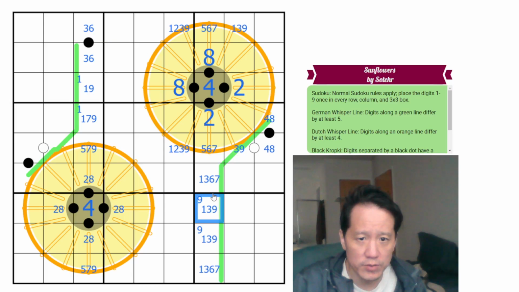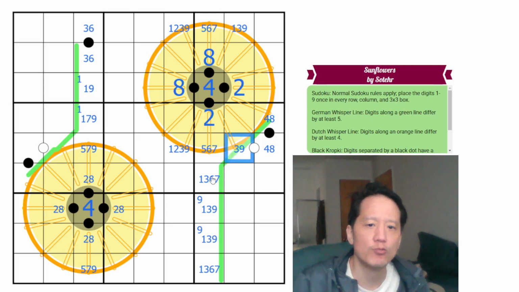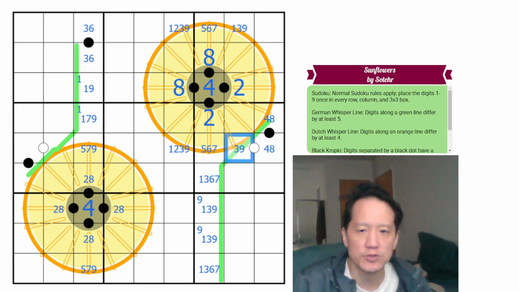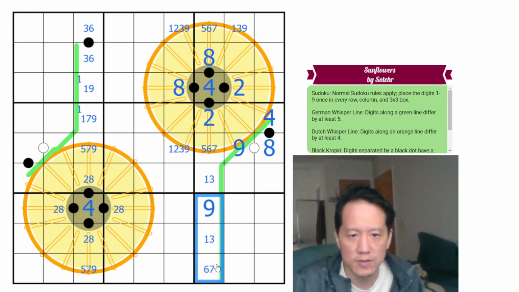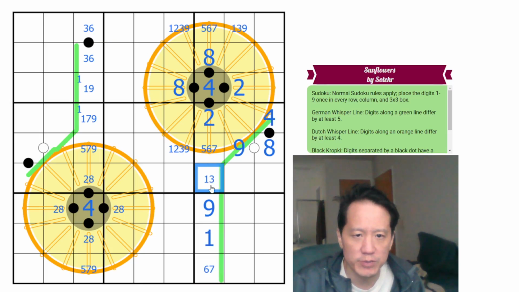What else do we know? This is 3 or 9. If this is 3, what can it be next to on the German whisper line that's still available? It can't be next to anything. So this must be specifically 9, 8, and 4. So the 9 has to be next to a 1 or 3. The 1 or 3 has to be next to a 9, which is next to the other 1 or 3, which means it's next to a 6 or 7 here. And 6 or 7 cannot be next to a 3, therefore this must be 1, which makes this a 3.